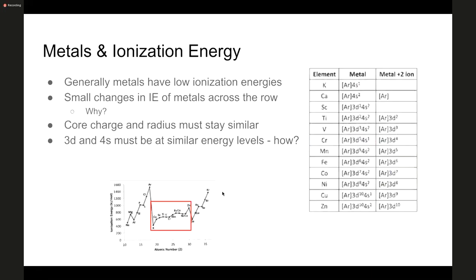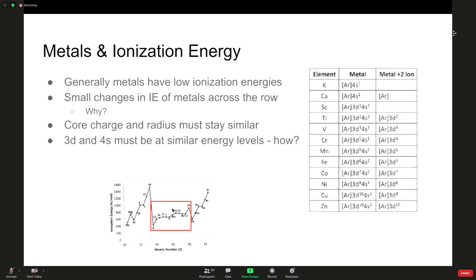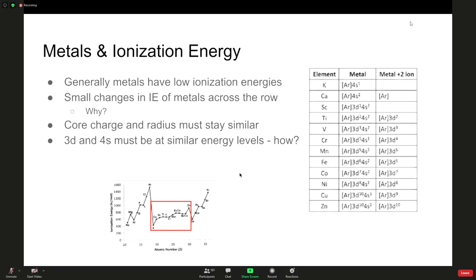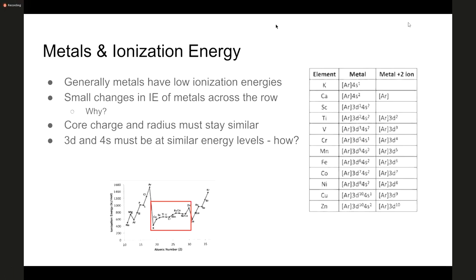Generally, metals have low ionization energies, and there are small changes in ionization energy across the row. Can anyone explain why that is? Yeah, Emma, go for it.